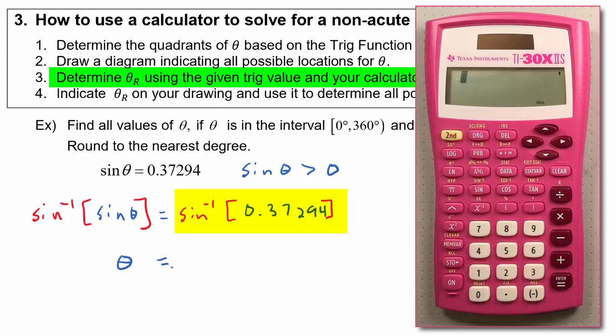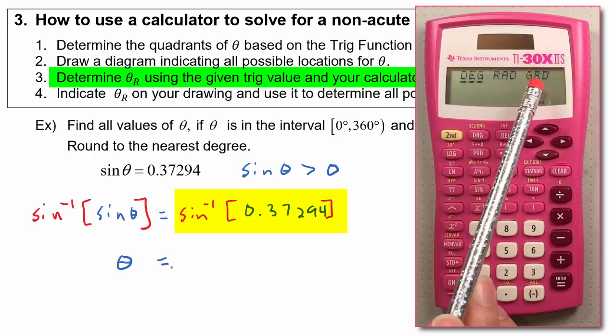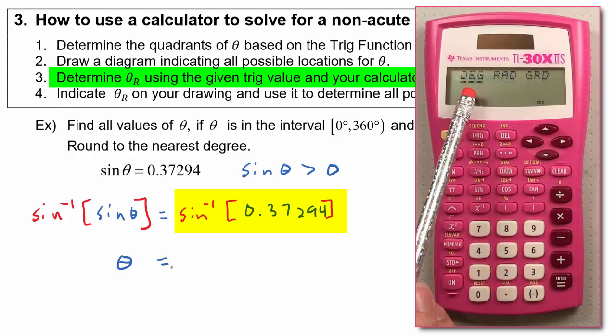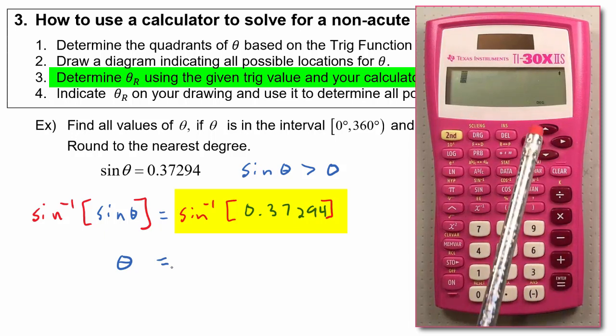Now the first order of business is that we need to make sure that we're in degree mode, and if it's not, hit the DRG button, and you see you have the 3 choices there. Make sure that degrees is the one that's underlined and hit enter, and now your calculator is in degree mode.